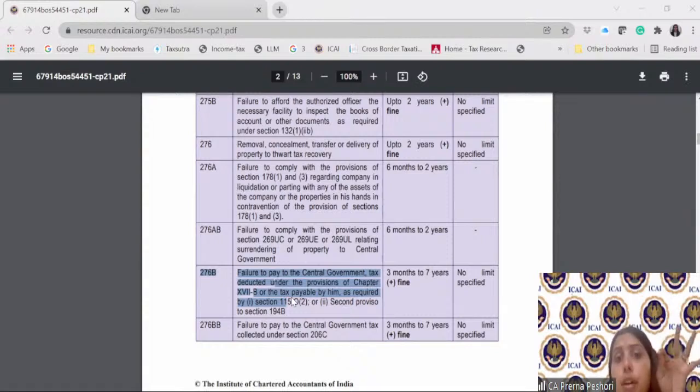The fourth point which you can mention is that there will also be the penalties. So the penalty is going to be equivalent to the TDS amount.